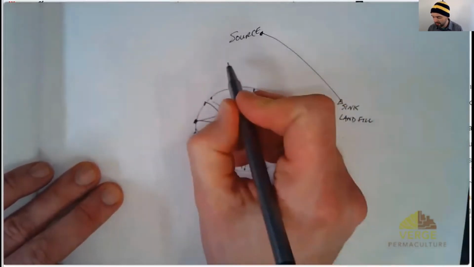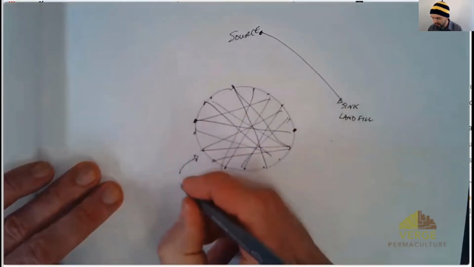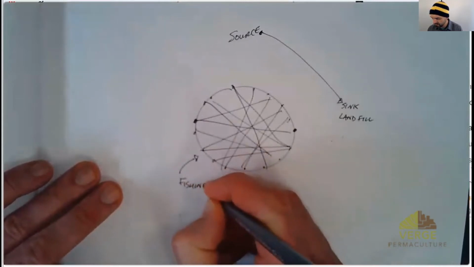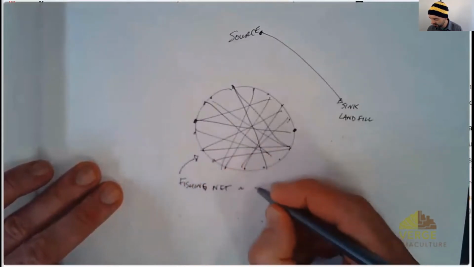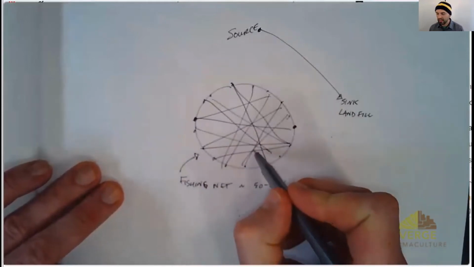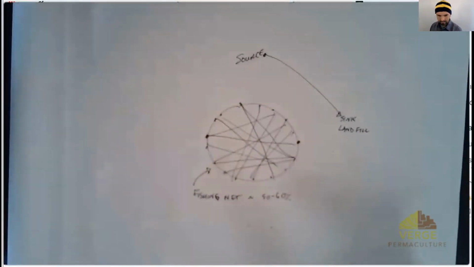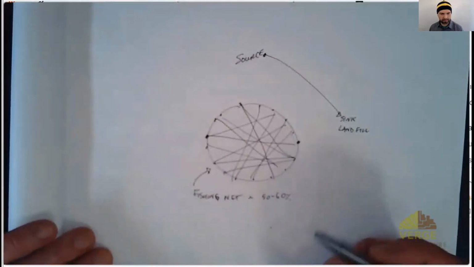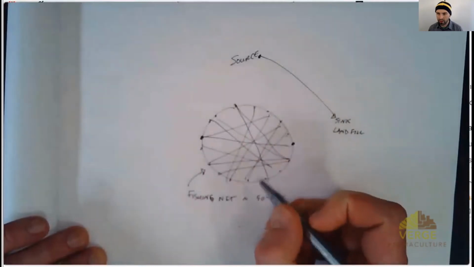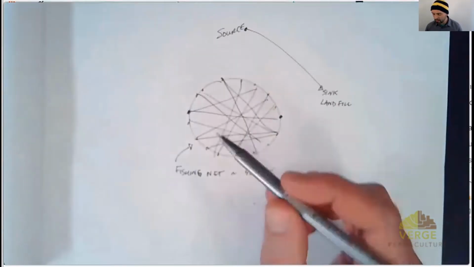Now, it turns out that a web like this, and the best analogy we can give to a web is actually a fishing net, can lose roughly 50 to 60% of its connections, and it will still function. And so webs are generally far more resilient in that they can work, and so webs will actually function better.